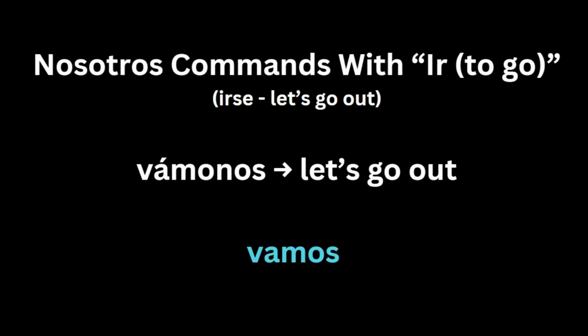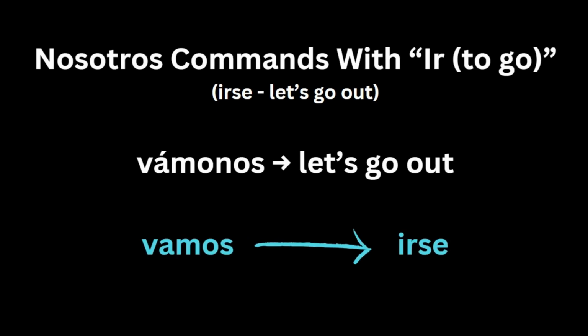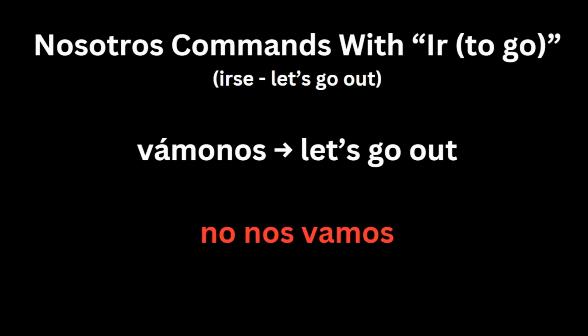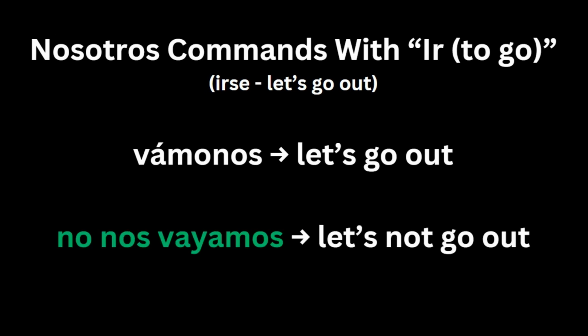The reason I emphasized vamos so much is because it ties back to the reflexive verb irse, meaning to go out, and rather than using the irregular vayámonos form, you need to say vámonos. In the negative, however, we have to use the irregular form of irse, so the phrase is not no nos vamos, but rather no nos vayamos. Let's not go out. This is how ir and irse function with nosotros commands.